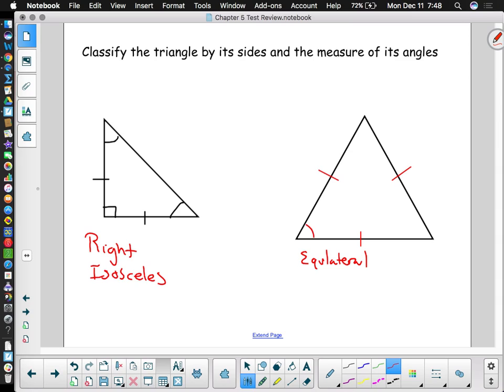Oh, for the angles too? Well, if all the sides are congruent, we know all the angles are congruent, right? I mean, that's one of our theorems, so I only really need the sides. So what do we know? What's another name for it?